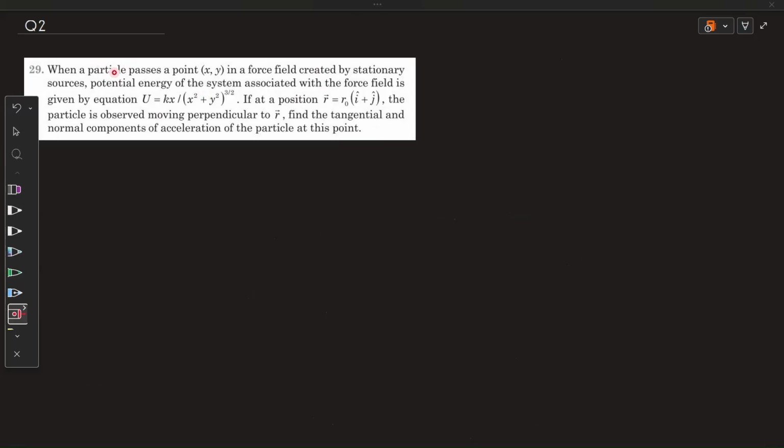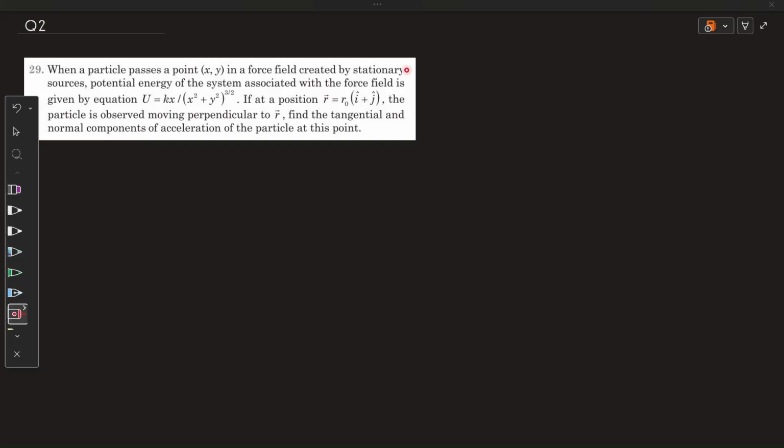Question number 2. When a particle passes a point (x, y) in a force field created by stationary sources, the potential energy of the system associated with the force field is given by the equation U = kx / (x² + y²)^(3/2). If at a position r, the particle is observed moving perpendicular to the r vector, find the tangential and normal components of acceleration of the particle at this point.